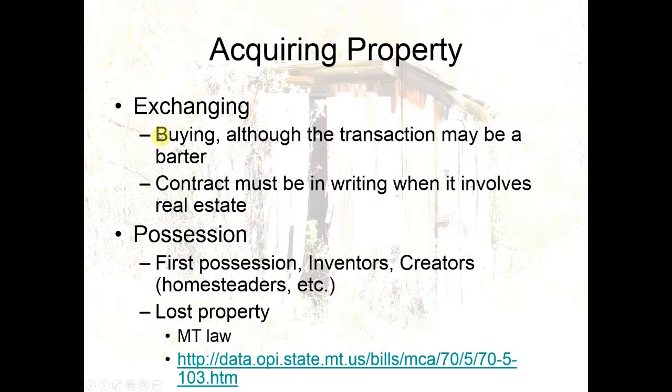And I've kind of already talked about those. But exchanging, right, buying, bartering, whatever. Again, contracts for real property have to be in writing. First possession, inventors, creators. What's the law? Yeah, lost property in Montana. Well, what the law says is that if the property has a value, I believe, in excess of $20, you have to make a good faith effort to find the owner.